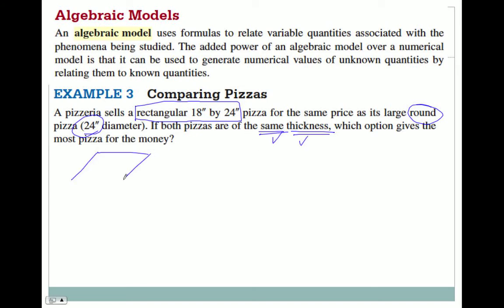So for a rectangular pizza of 24 by 18, we're just going to do a very simple equation using the formula for the area. So area equals 18 times 24. We multiply that out. And you get 432 square inches.